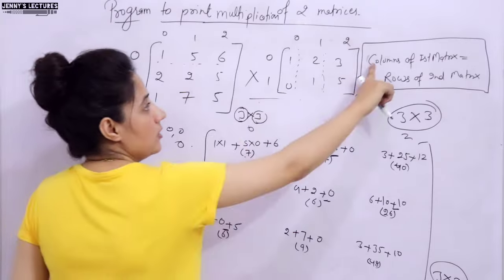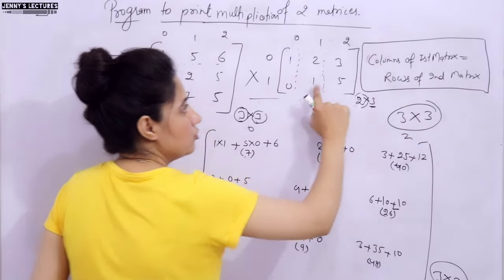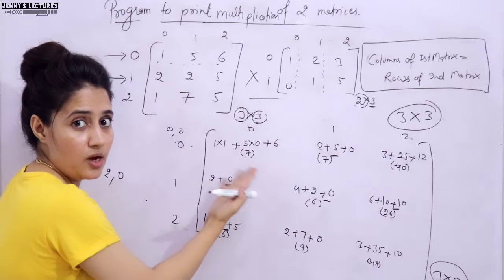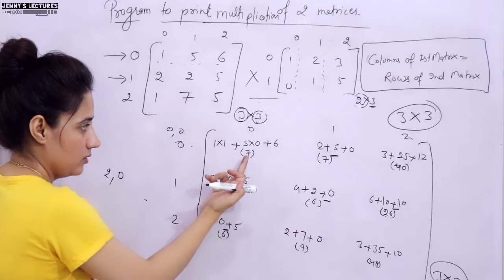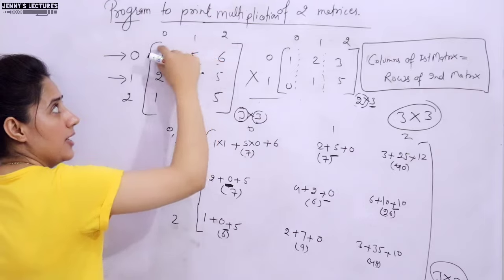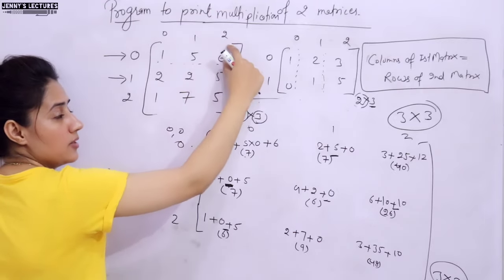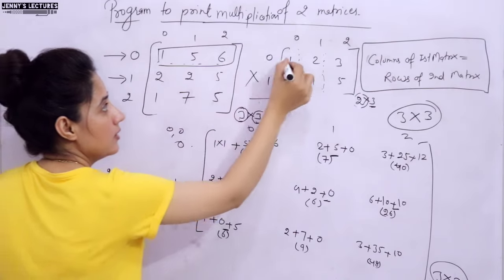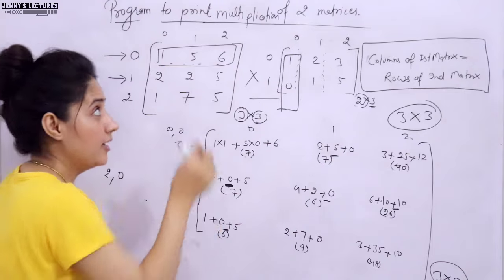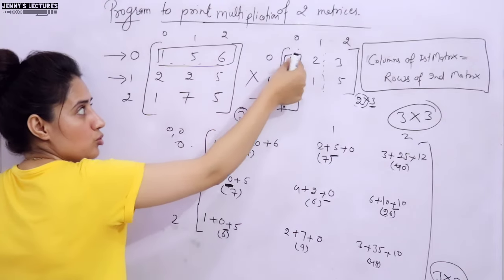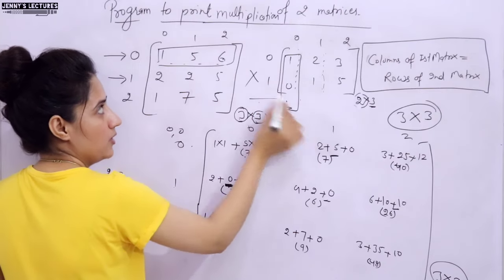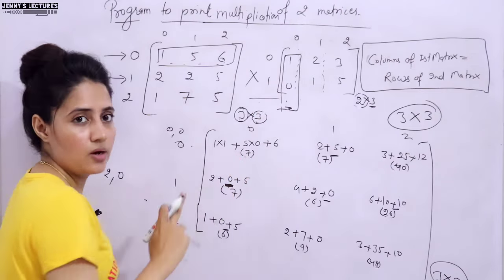So for multiplication, the columns of the first matrix must be equal to the rows of the second matrix, right? Because of this logic, this is how we get the elements of the resultant matrix: we multiply the columns, these, these, these, with the rows of the second matrix. That is why for 1, 2, 3 columns the rows should be 3, so that you get an exact multiplication and have something to multiply with this 6. I hope you got the condition now.